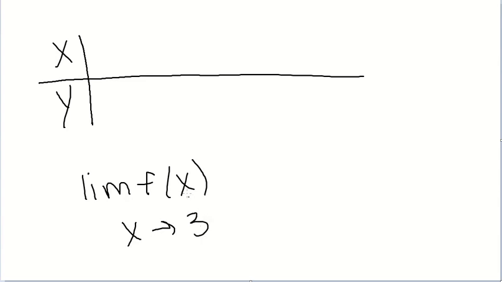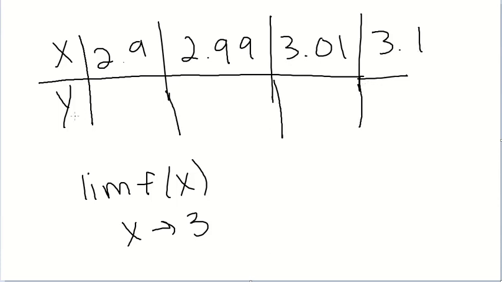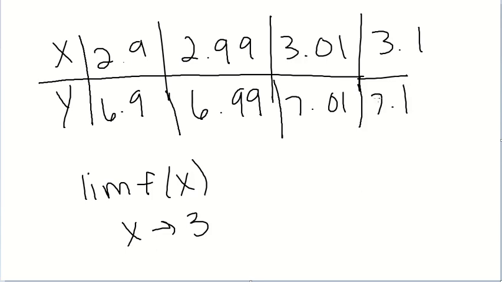So if we wanted to investigate this and we didn't have the equation of the function, we were just given a table, let's say our values for x were 2.9, 2.99, and then over here we have 3.01 and 3.1. And then let's say that at this value, the y value is 6.9, here it's 6.99, and then here it's 7.01, and then here it's 7.1. And so we were given this table and we were asked to evaluate this limit based on the table.